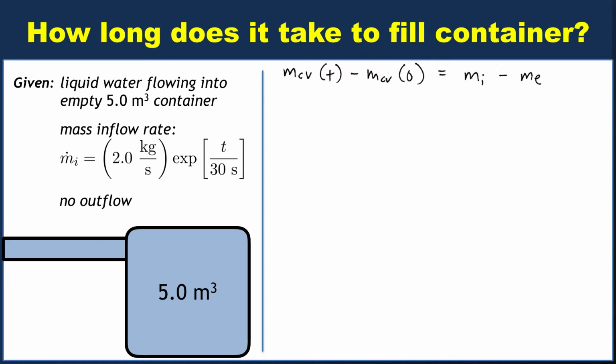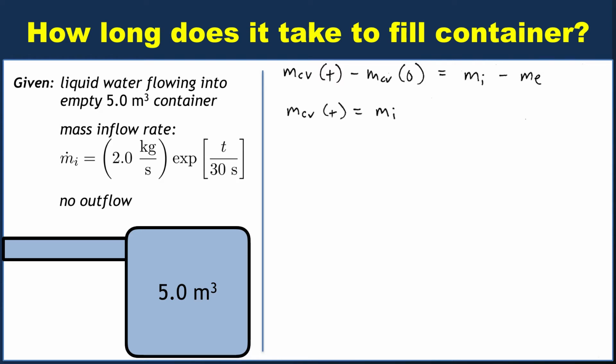Okay, in this particular system, we can actually set two of these terms equal to 0. We say that it's initially empty. That means that m sub cv at 0 must be itself 0. Remember, CV just means control volume. That's just saying that it's our open system. So we can get rid of that second term. We can also get rid of m sub e, because in that case, we know that there's no outflow, so the total amount of mass that has exited the system must be 0. Let's simplify by getting rid of those two terms.